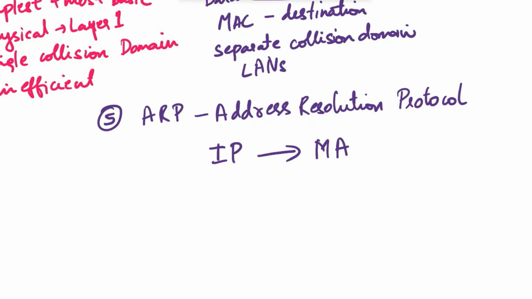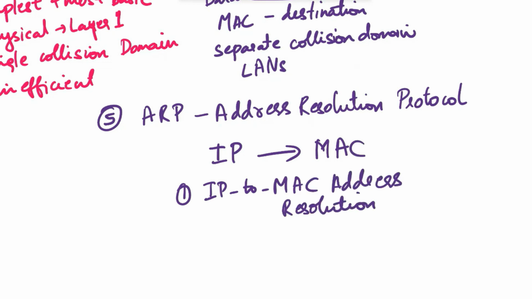Let's see the key purposes one by one now. First one, like we discussed, IP to MAC address resolution. When a device in a local network wants to communicate with another device using its IP address, it first needs to determine the corresponding MAC address of the target device. ARP is used to resolve this mapping.